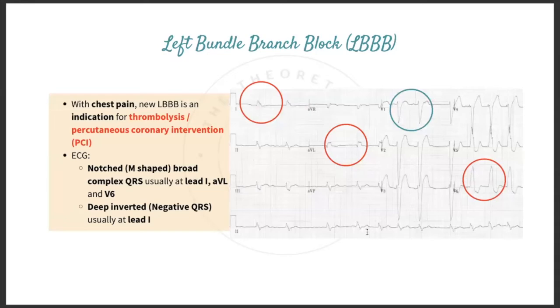Left bundle branch block. So with chest pain, a new left bundle branch block is indicative of a myocardial infarction. It is an indication for thrombolysis or percutaneous coronary intervention. How do you decide between thrombolysis and PCI? It's the presentation since the onset of symptoms. So if it's less than 12 hours, then you proceed with a PCI. If it's more than 12 hours, then you proceed with thrombolysis.